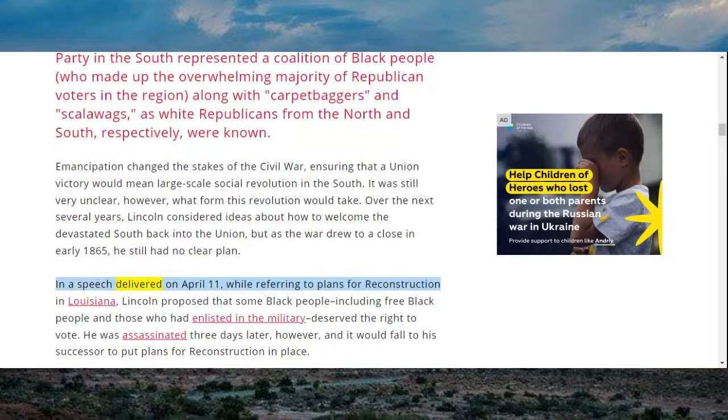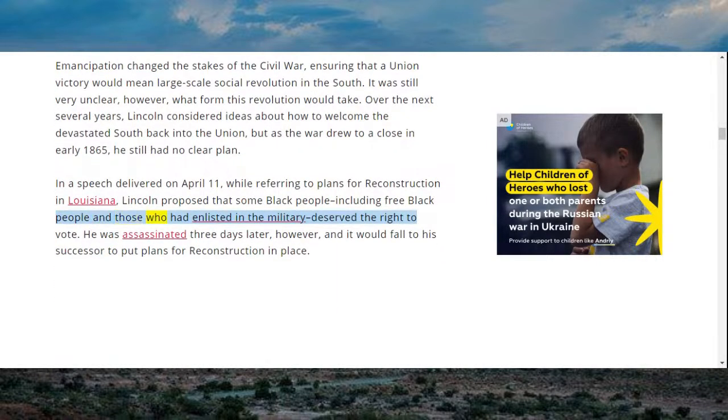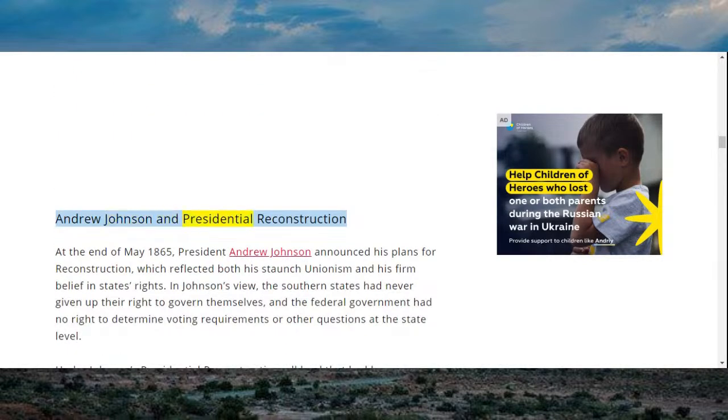In a speech delivered on April 11th, while referring to plans for Reconstruction in Louisiana, Lincoln proposed that some Black people, including free Black people and those who had enlisted in the military, deserved the right to vote. He was assassinated 3 days later, however, and it would fall to his successor to put plans for Reconstruction in place. Andrew Johnson and Presidential Reconstruction.